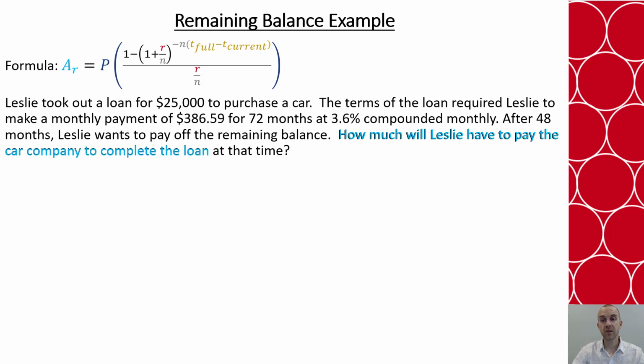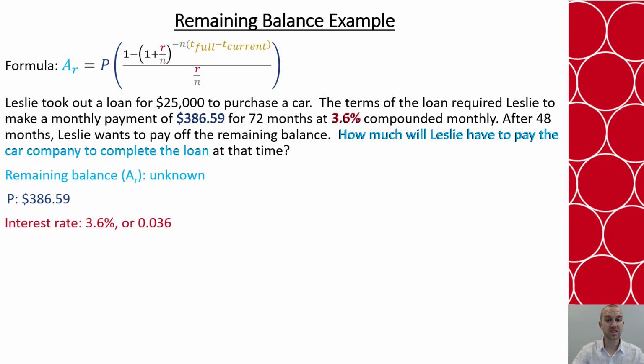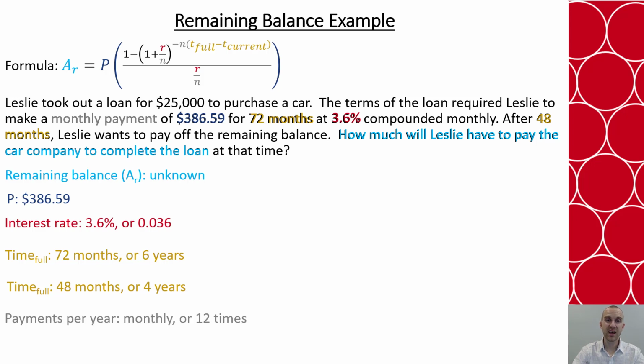So here, we're trying to figure out how much is left to pay. What's the remaining balance? That's what's unknown. We know Leslie's making a monthly payment of $386.59. We know that that's at 3.6% interest, which is 36 thousandths. We know that the full length is 72 months, which is 6 years, whereas the partial length, where we are currently for Leslie, is 48 months, which is 4 years. And lastly, we know these are monthly payments, which happens every month, so that's 12 times a year.